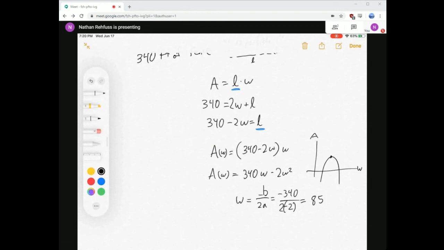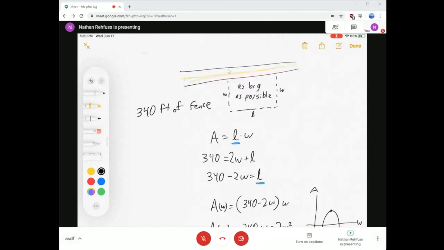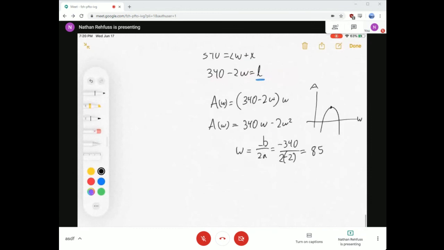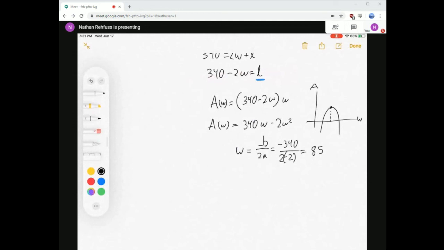My spider sense was tingling, because if the width had been 170, scroll to the diagram, please. If the width had been 170, I would have gone 170 down and then 170 back and had nothing for the length. So I knew that wasn't right. Now 85 is a lot more reasonable. So the width is going to be 85. That's where the vertex is. If I make the width any bigger or smaller, the area shrinks.